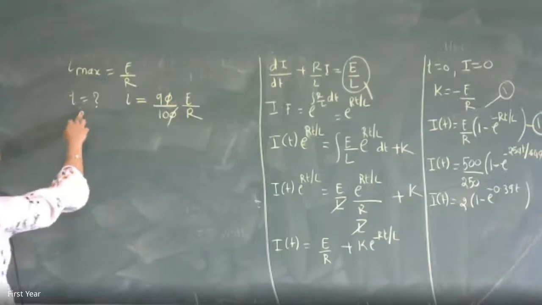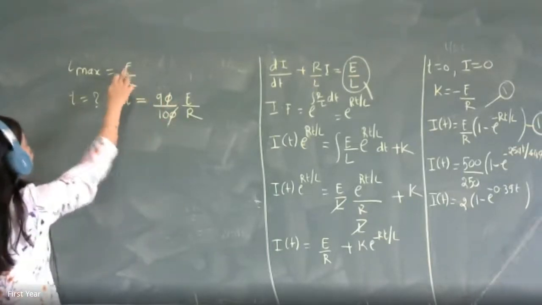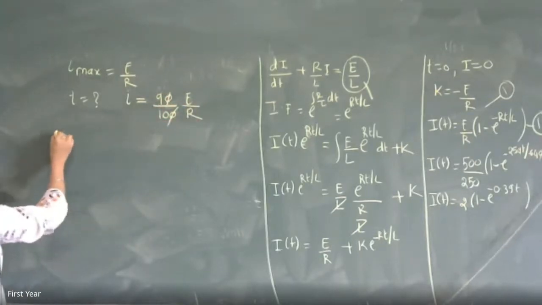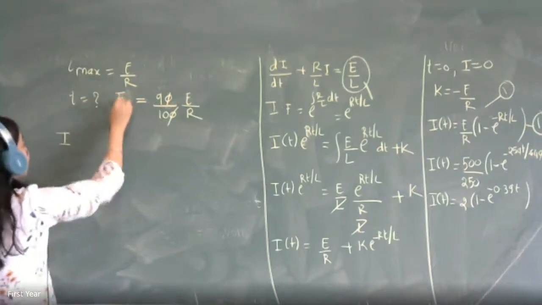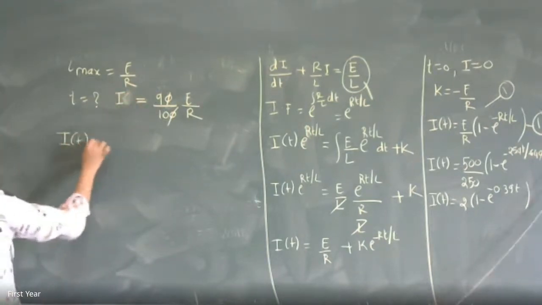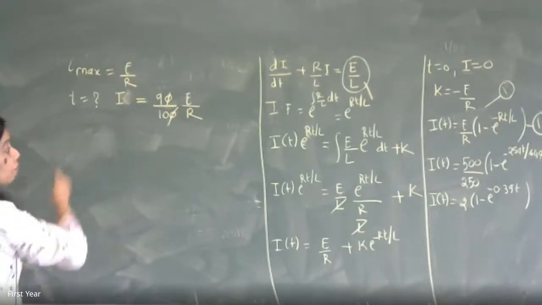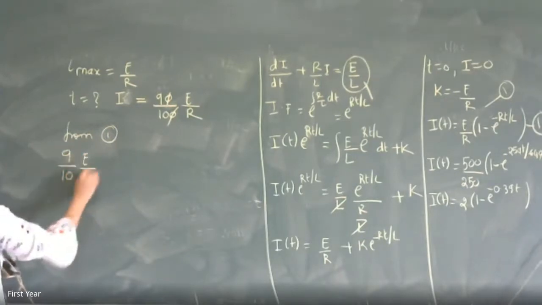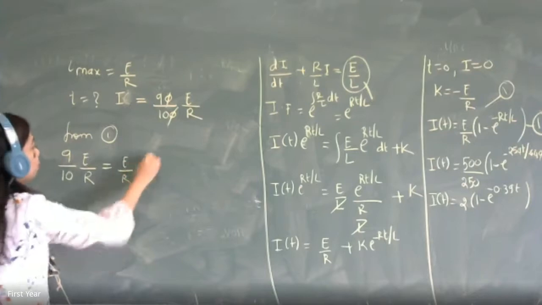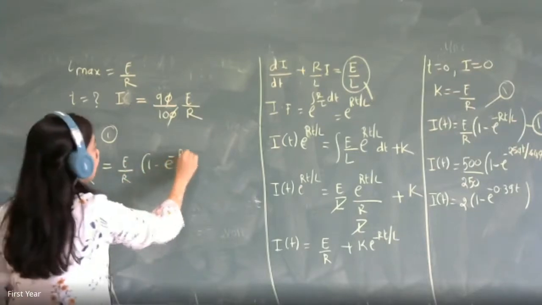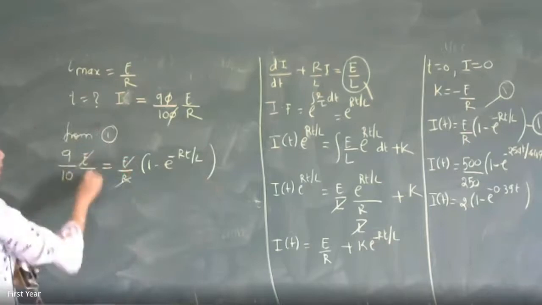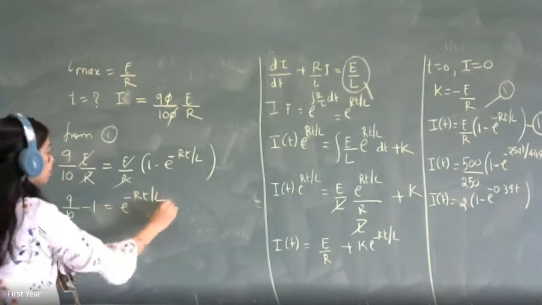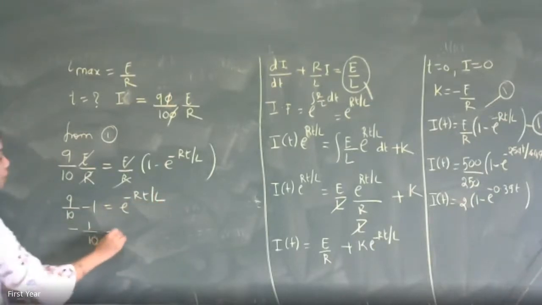So what is the time required for 90% of the maximum? Maximum is E by R, so what will 90% be? 90 by 100 of E by R. That's why your value will now become I of t, where it is capital I. So 9 by 10 of E by R is equal to E by R into 1 minus e to the power minus RT by L. So E by R cancels. 9 by 10 minus 1 is equal to minus e raised to minus RT by L, and this becomes minus 1 by 10, equal to minus e raised to minus RT by L.